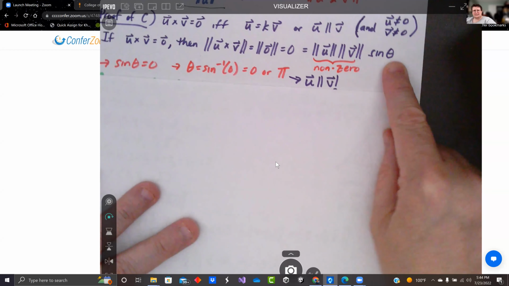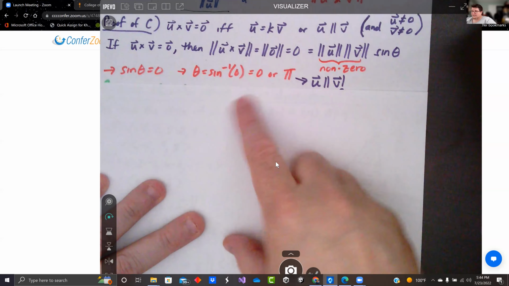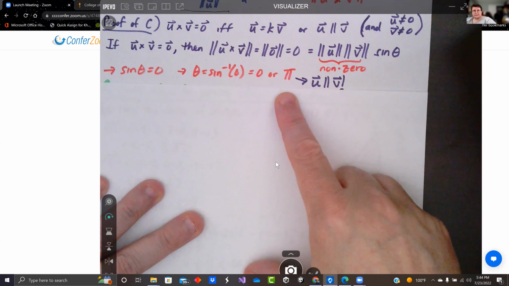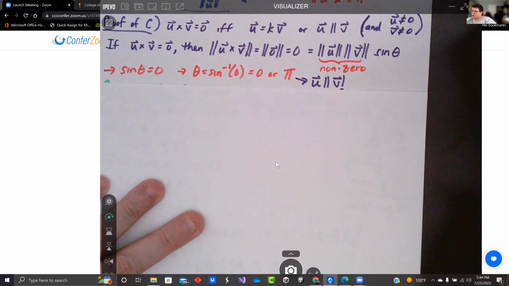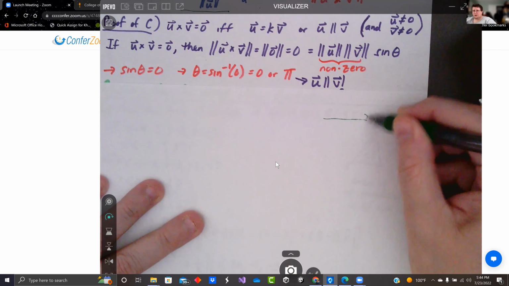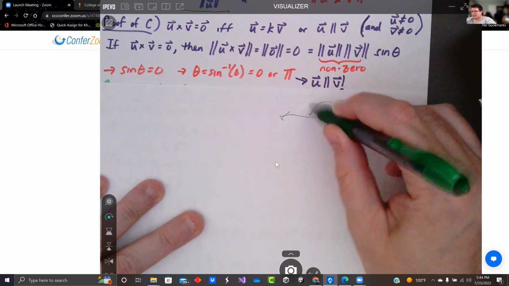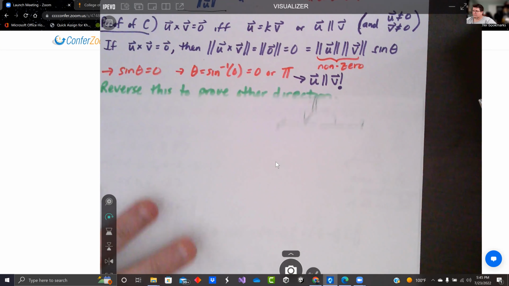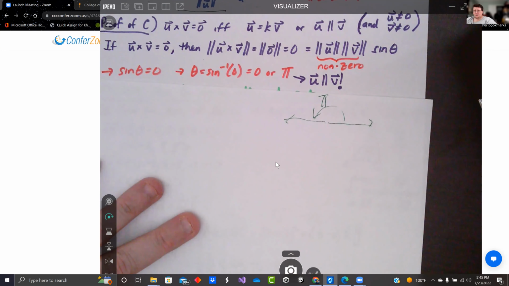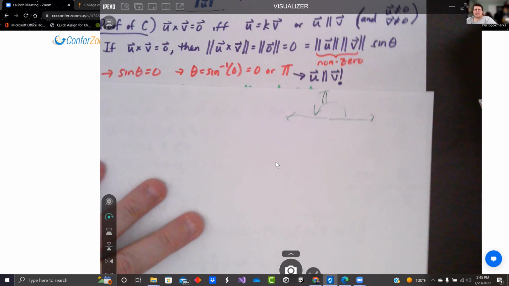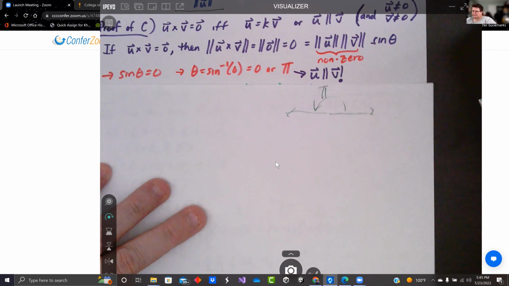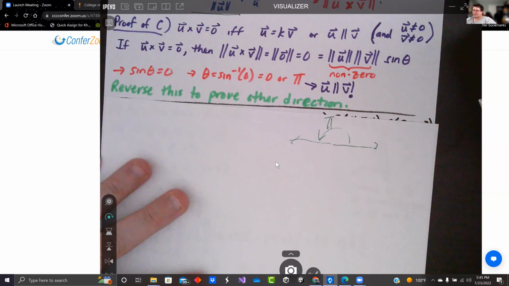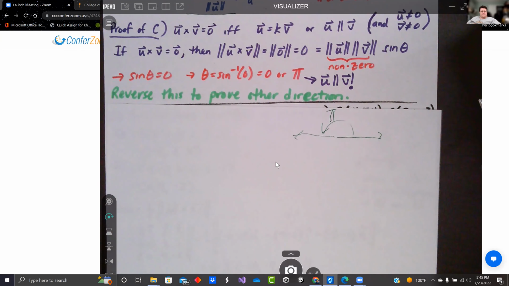Since sine theta has to equal 0, theta is either 0 or pi radians, which is either parallel or opposite direction. That's pi. So, bam, we've shown that U and V are parallel or scalar multiples of each other. If you want to do the other half of the if and only if, just reverse the direction you used to prove it. Start with sine theta equals 0 and work backwards. That'll be it for this video. Peace.